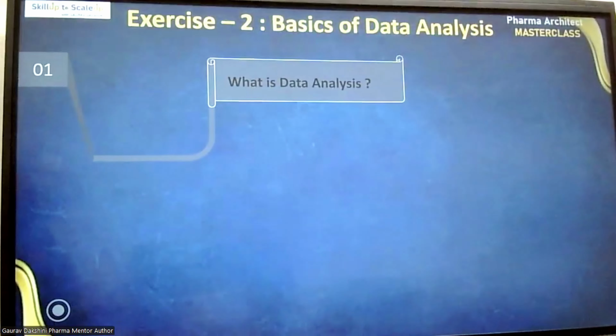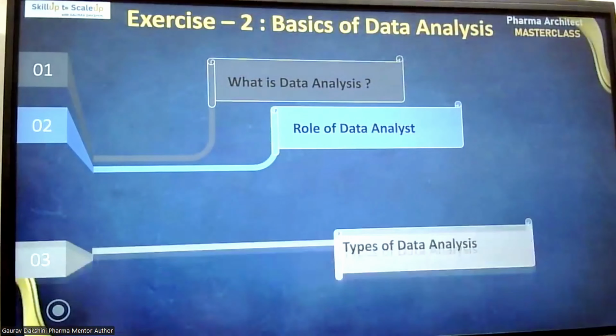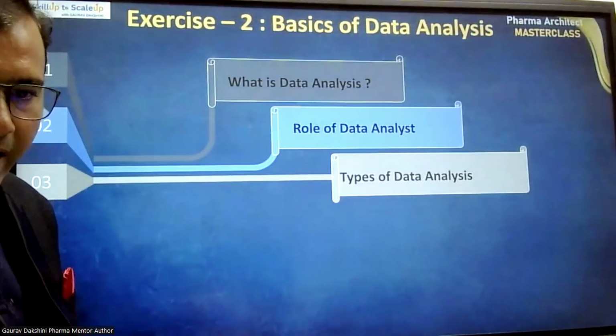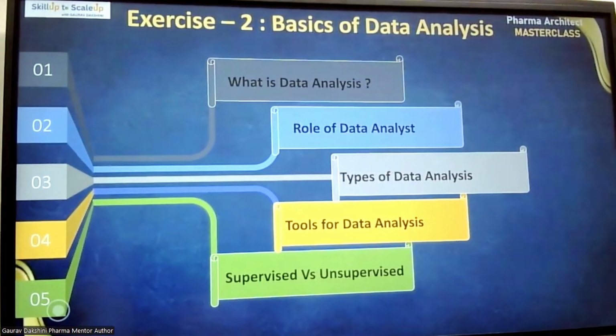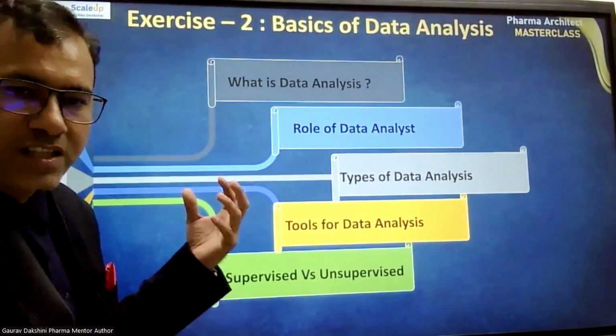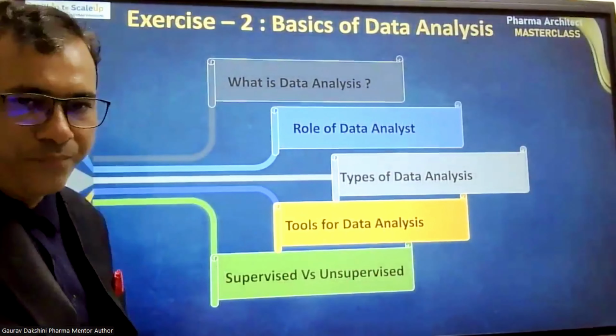So what is data analysis? What is the role of the data analyst? What are the different types of data analysis? What are the tools of data analysis? And what is the difference between supervised learning and unsupervised learning? So this particular part we will go through in detail now.